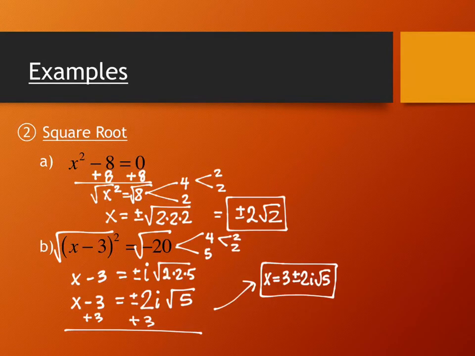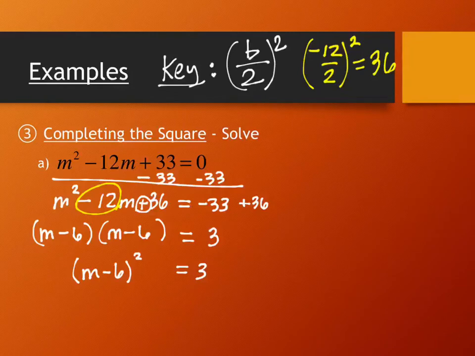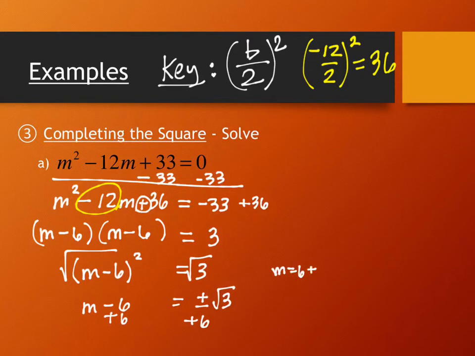So now, after I've completed the square, I use the square root principle. So we'll square root both sides. I have m minus 6 on the left, and I have a positive or negative radical 3 on the right. And then what? Add my 6. Absolutely. Good job. 6 plus or minus radical 3.